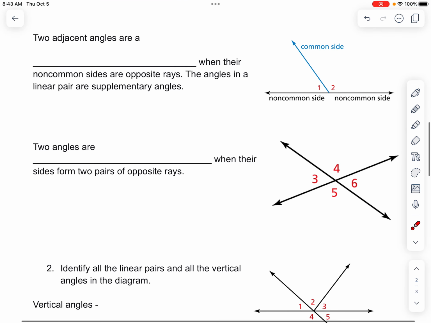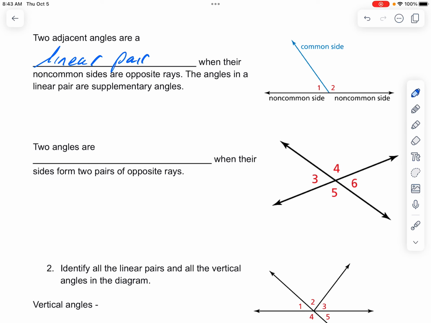Moving on. Two adjacent angles are a linear pair when their non-common sides are opposite rays. The angles in a linear pair are supplementary angles. A lot of different connections going on. Linear pair, so linear means line, pair means two. So two angles, 1 and 2, that make a straight line, we call them a linear pair. And of course, if they make a straight line, they are also supplementary angles. So a lot of different vocabulary tied together there.